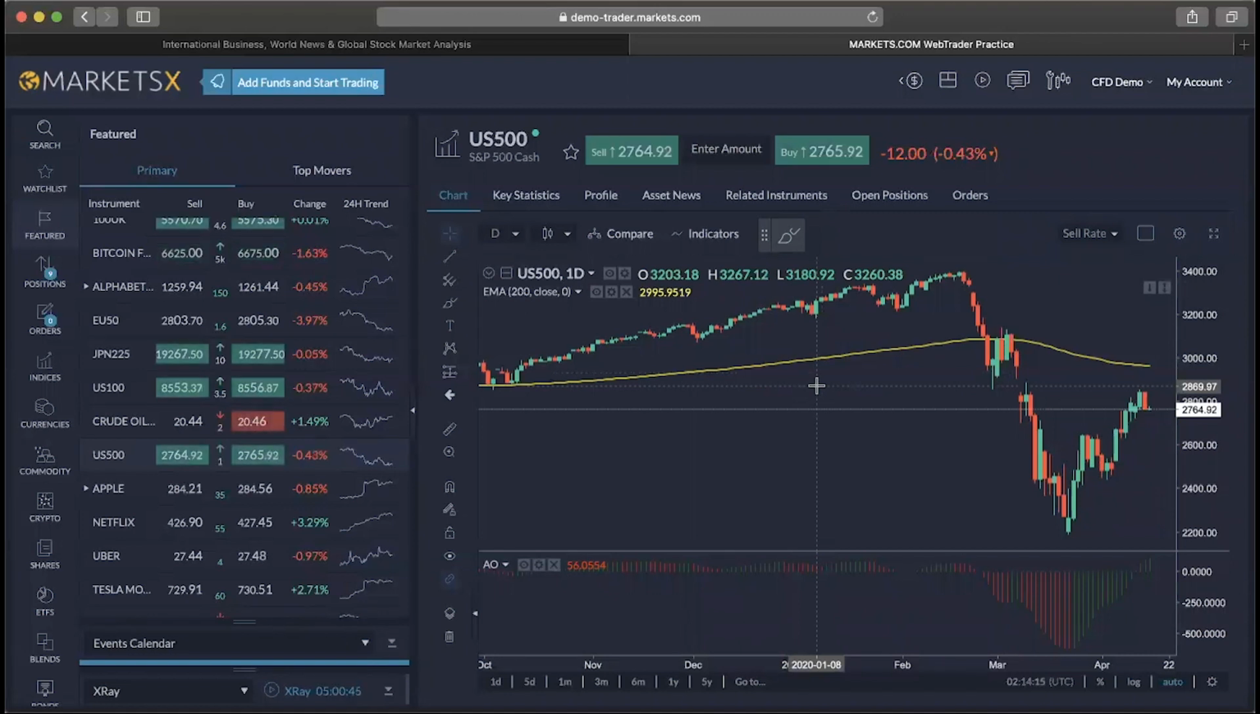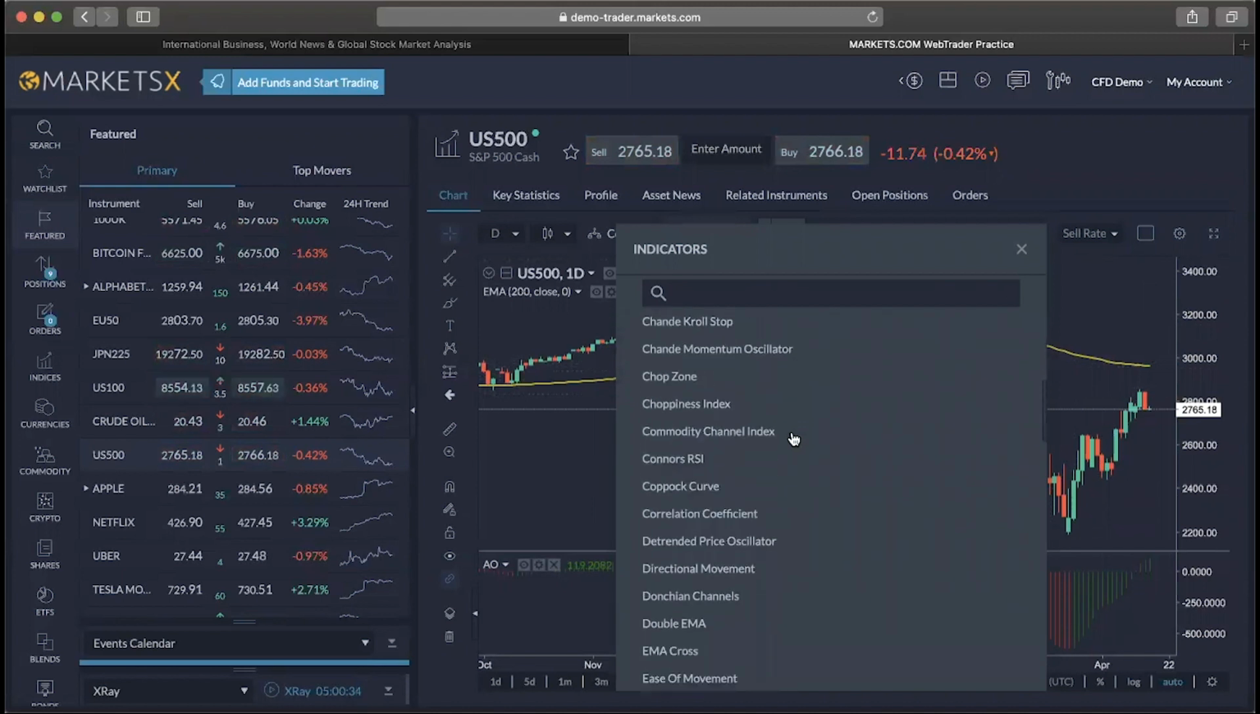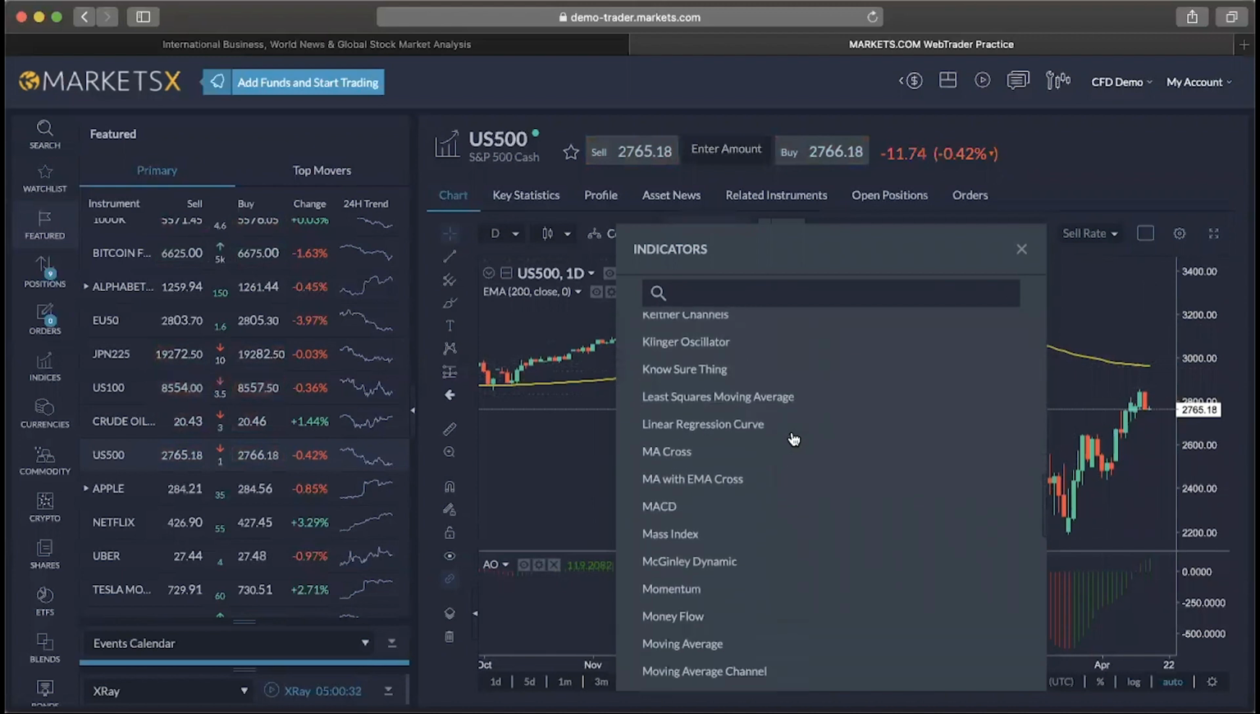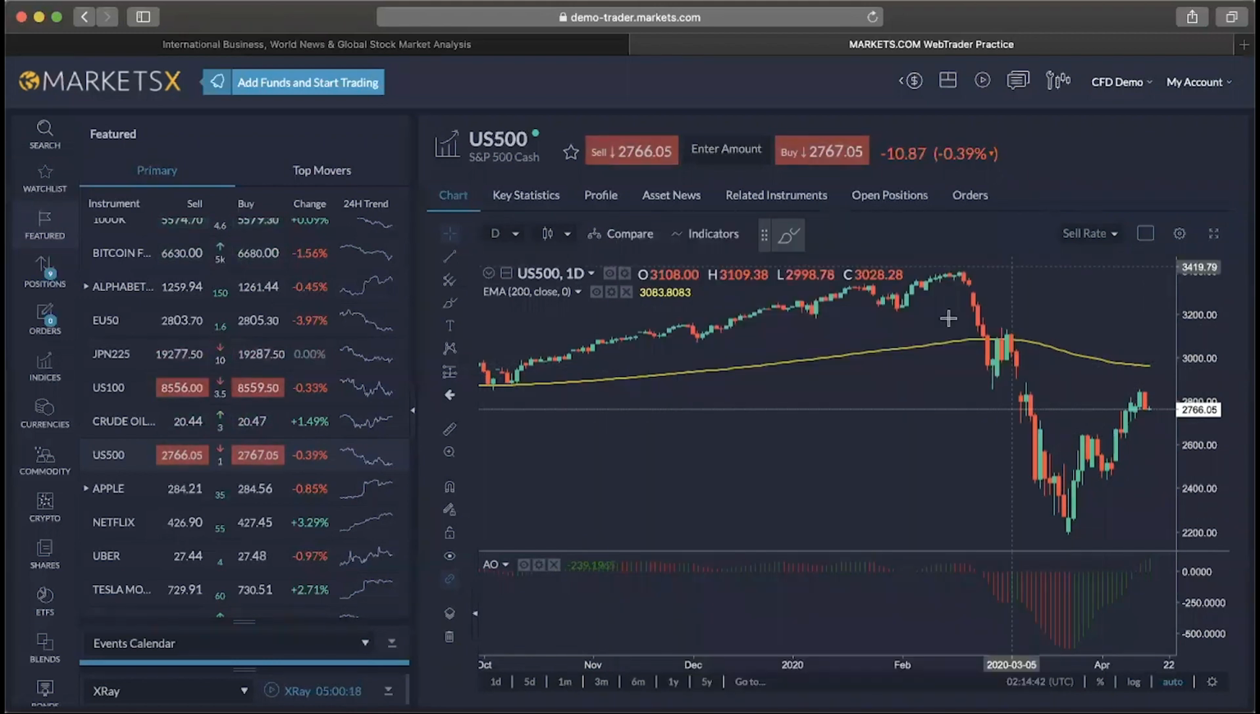If you've never used a 200 EMA before, which is this yellow line through the middle of my screen here, on your Markets X platform, you can click on Indicators and just scroll down until you come down to where we can find it here, which is a moving average exponential. Click on that and make sure you put in 200. Choose the color that you like and the size or the width of the actual moving average line, and it'll put it on your screen straight away.